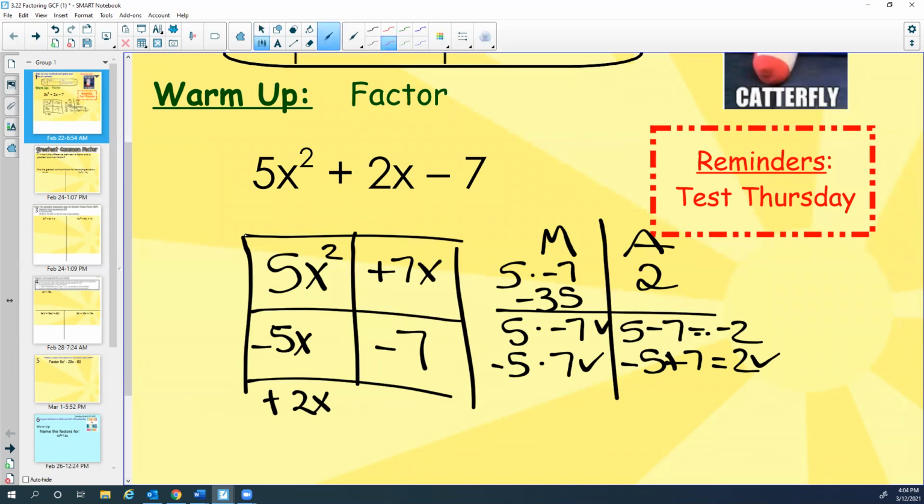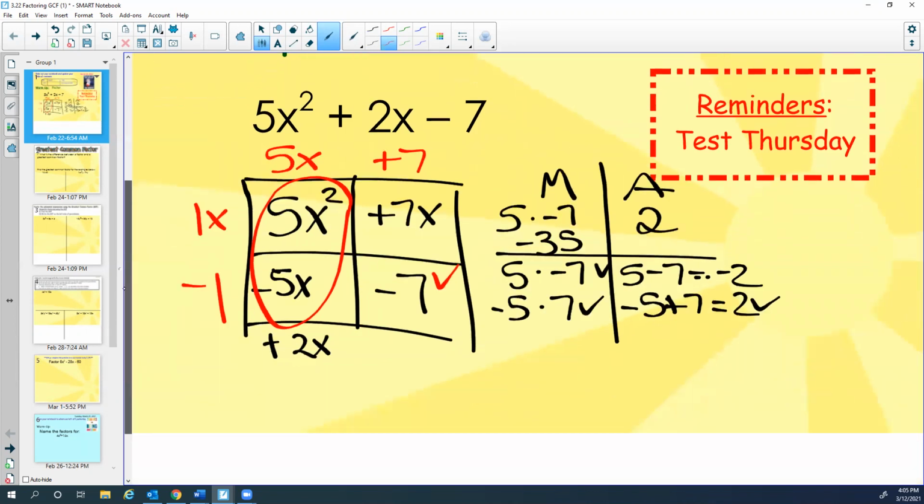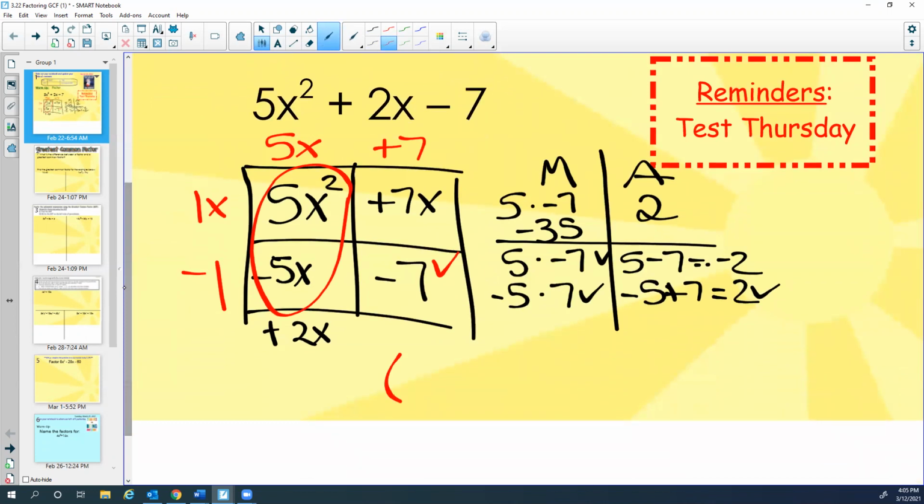All right. Well, I got 5x squared and negative 5x. Greatest common factor is 5x. If I have a 5x there, 5x times 1x is 5x squared. 1x times 7 is 7x. 5x times negative 1 is negative 5x. And negative 1 times positive 7 is negative 7. So then my final answer is x minus 1 times 5x plus 7.